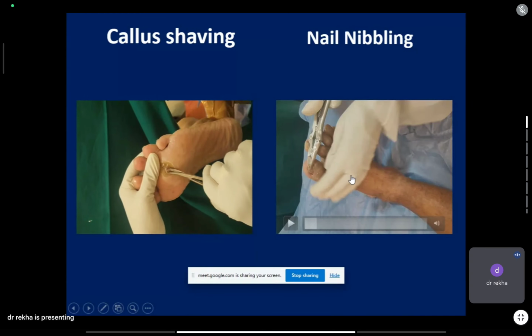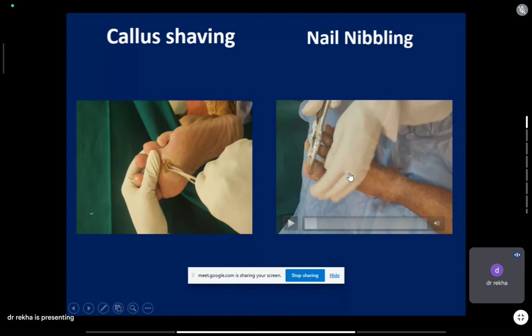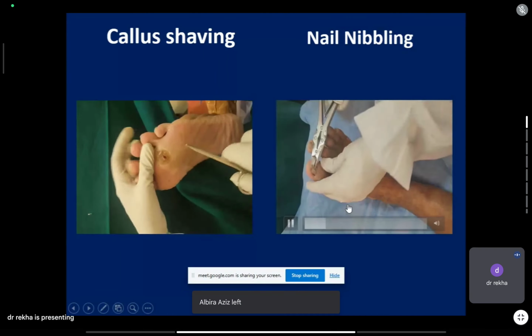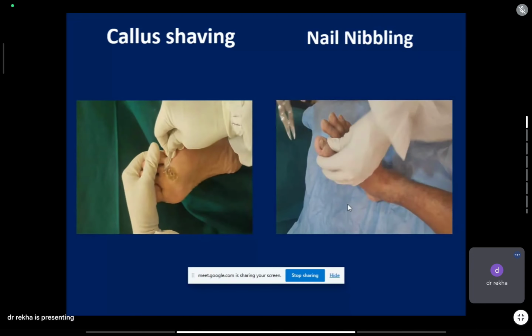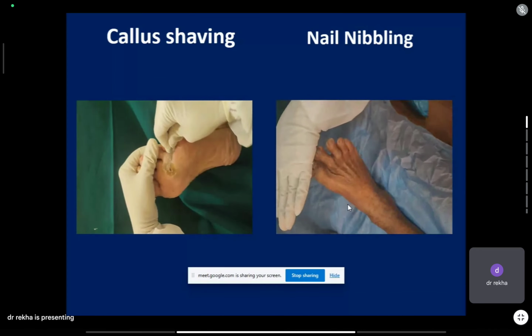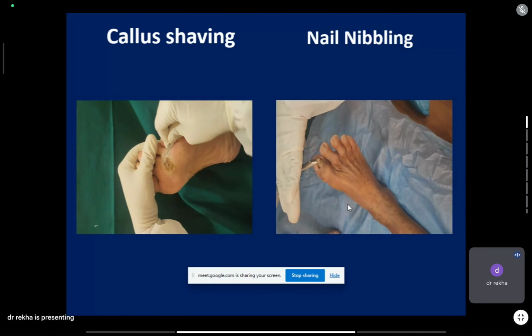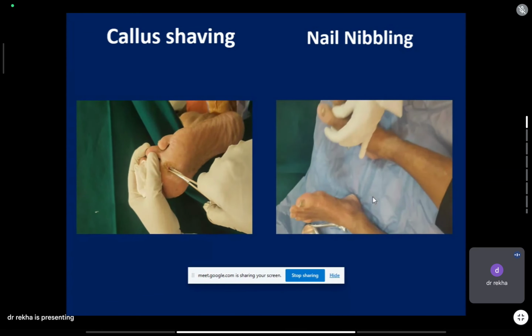And generally in the diabetic patient, as I have shown, the nails are very thick. These nails are removed in this way. So these are very thick, and we need this type of instrument to cut the nail.